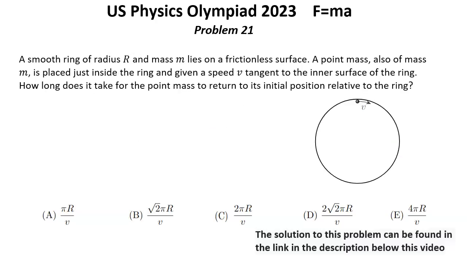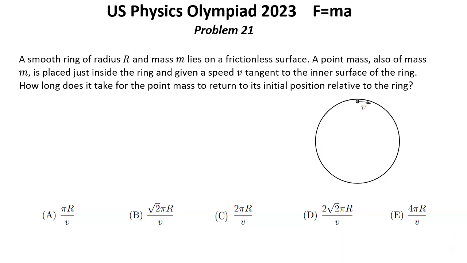Problem number 21. A smooth ring of radius r and mass m lies on a frictionless surface. A point mass, also of mass m, is placed just inside the ring and given a speed v tangent to the inner surface of the ring. How long does it take for the point mass to return to its initial position relative to the ring?